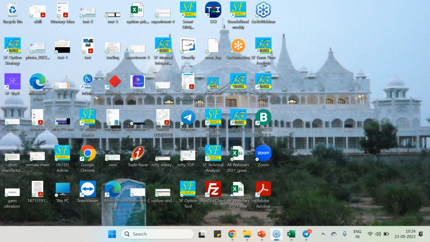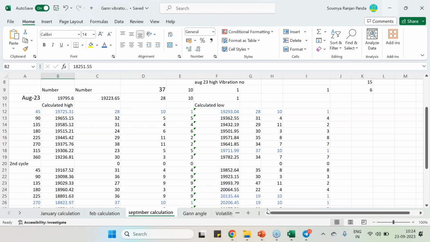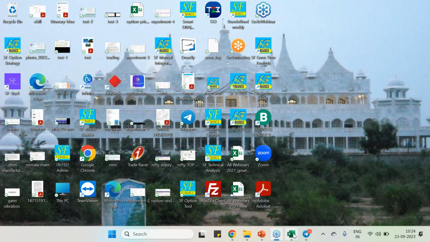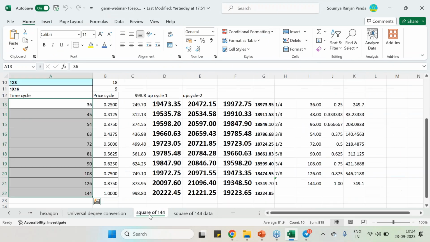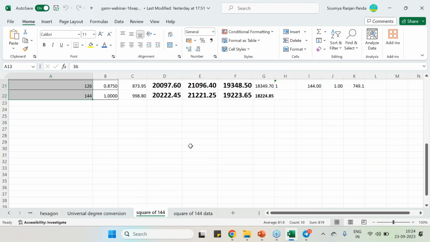Fine. So now going to that Excel, how we can do the square of 144 calculations. The Gann vibration Excel will also be given to you. Square of 144 calculations. So here, what did you understand?